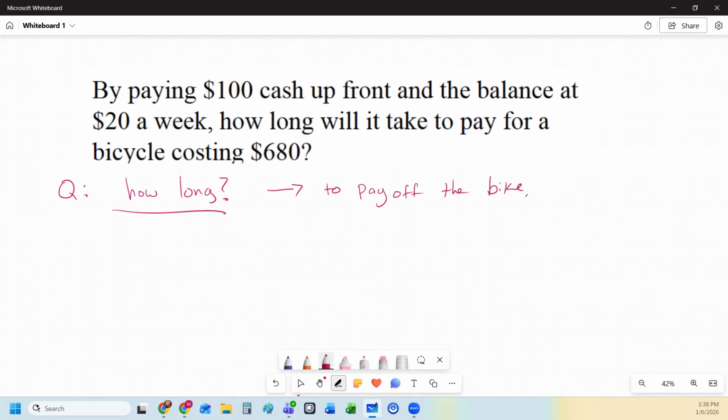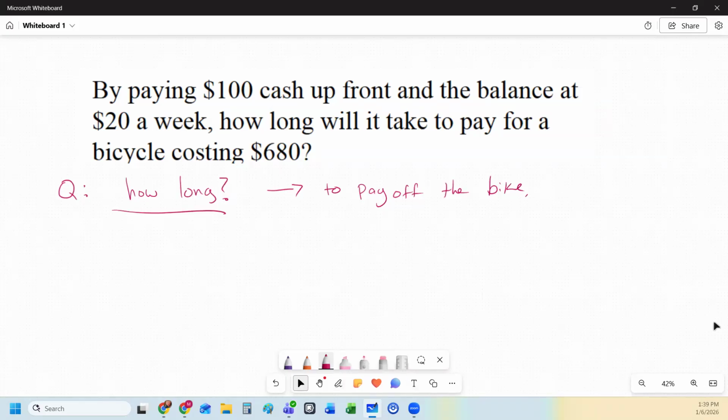Which means my answer shouldn't be $7. It shouldn't be any number of dollars. It shouldn't be anything other than an amount of time, right? Weeks. In this case, we're talking about $20 a week. Our answer is probably going to be a number of weeks, right?